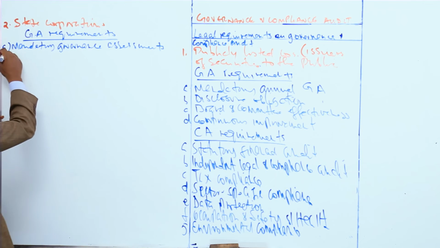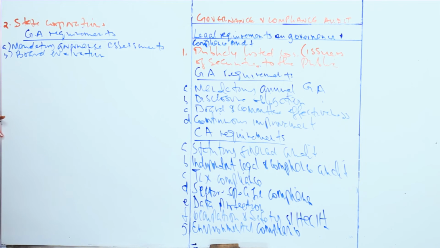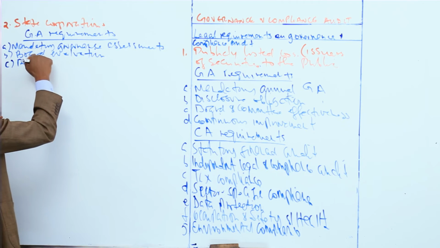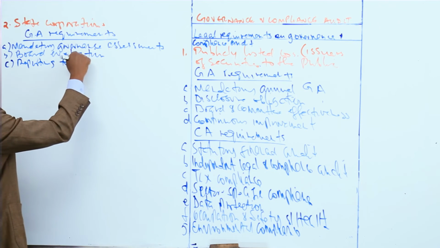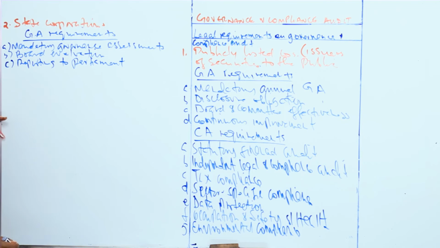Then you have board evaluation. Mwongozo emphasizes annual board evaluations, which serve as an internal governance assessment. Number 3, reporting to Parliament or relevant ministries. Entities are generally required to report on their governance status to oversight bodies like the Parliament or relevant ministries. So these are 3 governance audit requirements.